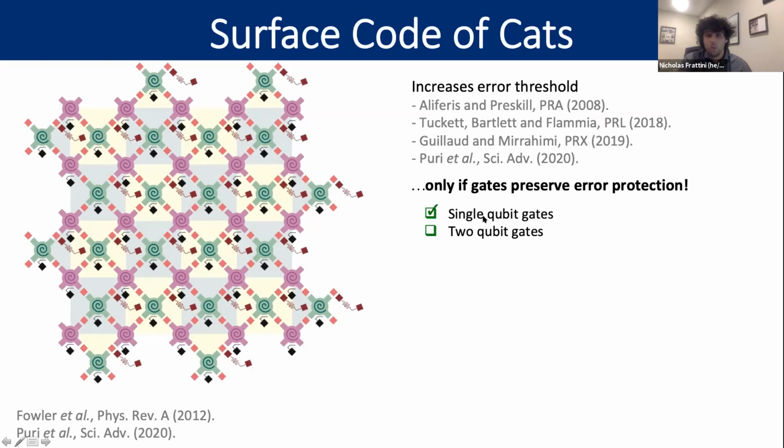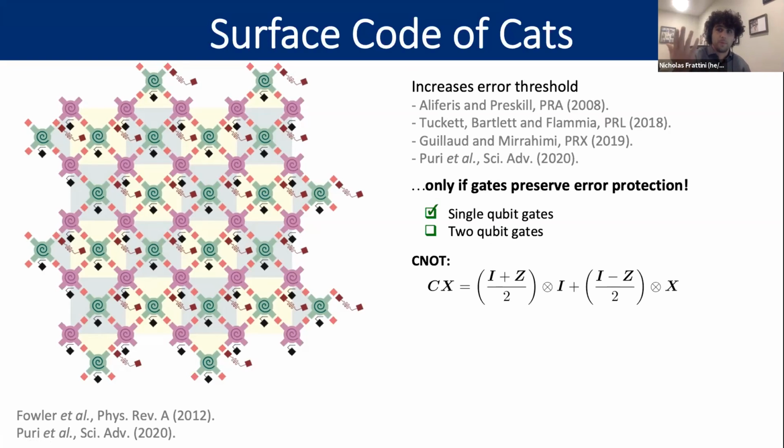And the question is, what about 2 qubit gates? And the 2 qubit gate that we need most for the surface code is the CNOT. So quick reminder, based on the state of the target qubit, we're going to flip the other qubit. So depending on which coherent state, we want to flip the other coherent state.